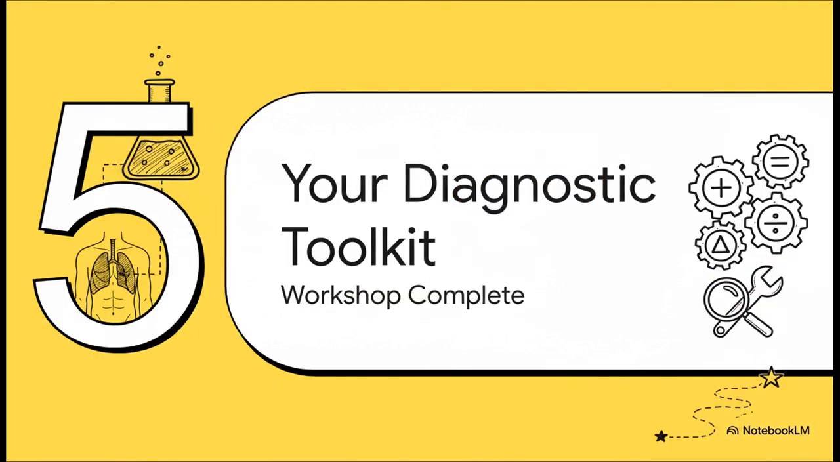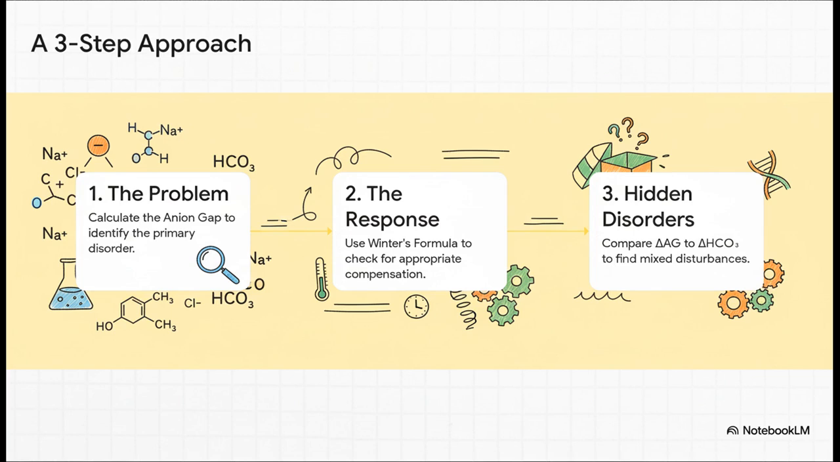It's brilliant. And just like that, you've made it through the workshop. You took on 3 big challenges, and you now know how to use 3 incredibly powerful formulas. So let's do a quick recap of the diagnostic toolkit you've just put together. It really boils down to this logical 3-step approach. Step 1, identify the main problem using the anion gap.